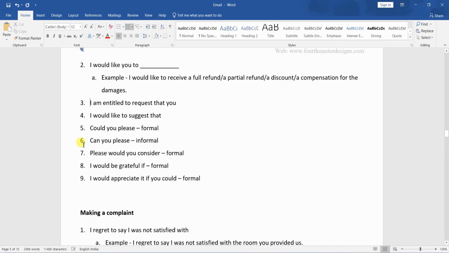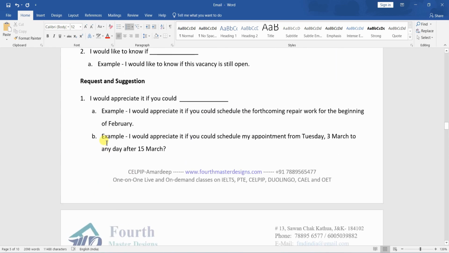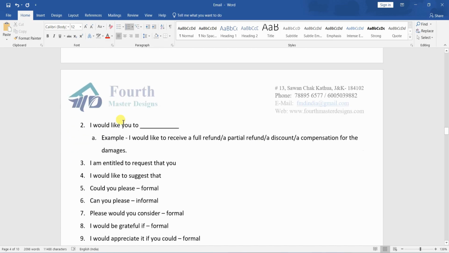"I am entitled to request that you": I rarely use this number three, I am not going to use it. "I would like to suggest that." "Could you please" is formal, "can you please" is informal, "please would you consider" is formal, "I would be grateful if," "I would appreciate it if you could." So I hope you have got the idea about your request and suggestion.